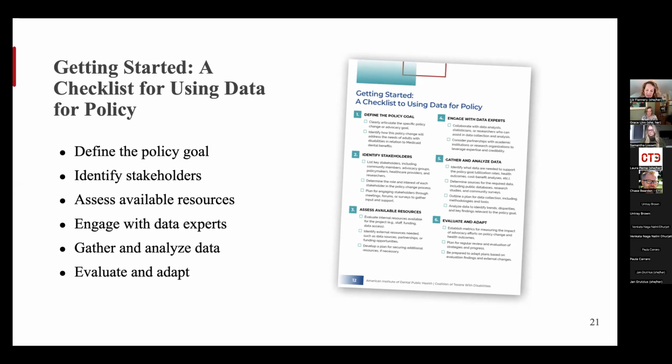Outlining a plan for data collection, including methodologies and toolkits. And then analyzing data to identify trends, disparities, and key findings relevant to the policy goal. And then our final step in our quick start getting started guide is evaluate and adapt. Again, evaluating really needs to start from the beginning and be involved through all of the pieces.